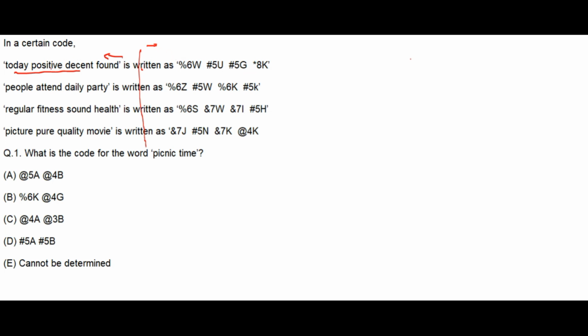So here we can see today. First our word is today. What will be the code of today? I will count how many alphabets there are. We can see that 5 alphabets are there. Our second word is positive. How many alphabets are there in positive? You can see the number of alphabets is 8. So you can see here 5 and 8.